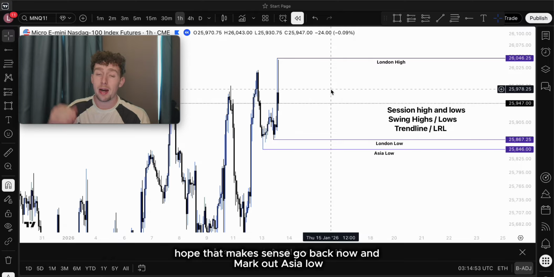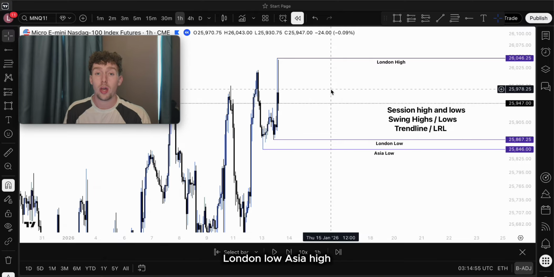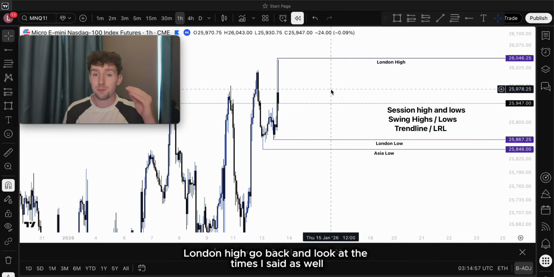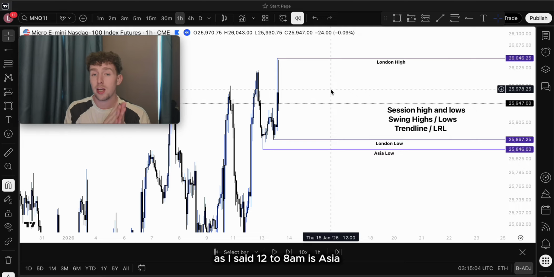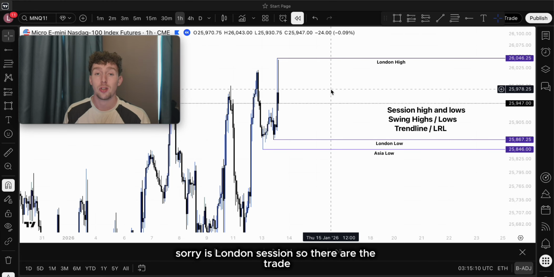Go back now and mark out Asia low, London low, Asia high, London high. Go back and look at the times I said as well if you need to figure out the times for the sessions. As I said, 12 to 8 is Asia, 8 to half 2 is London session. So they're the times we're looking to mark out. So make sure you mark out them 4 key levels.